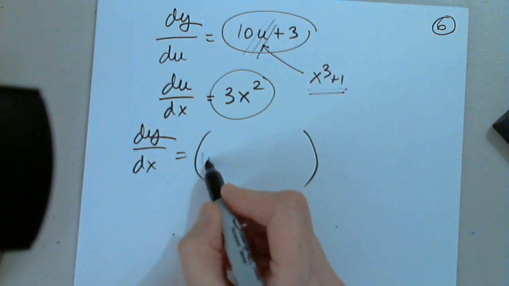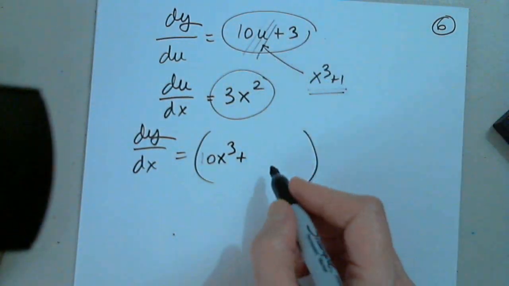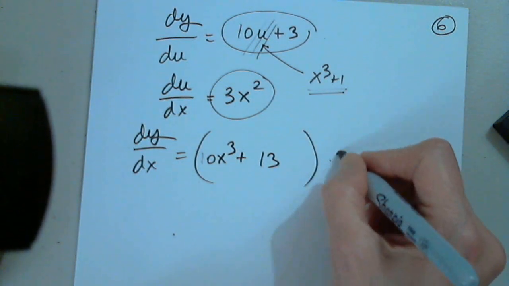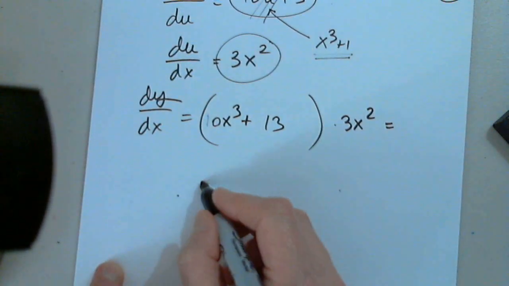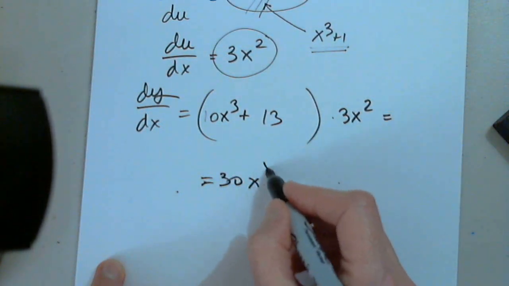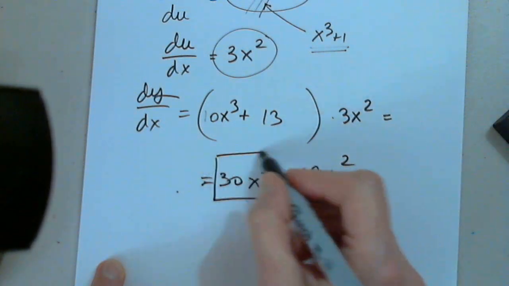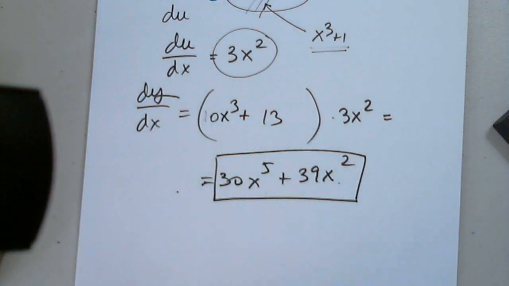Is it 10x cubed plus 13? Yes, plus 10 plus 3, which is 13, times 3x squared. So final answer would be 30, copy the base, add the exponents, plus 39x squared. Done. So this is the other angle that we have to look at when it comes to the chain rule.